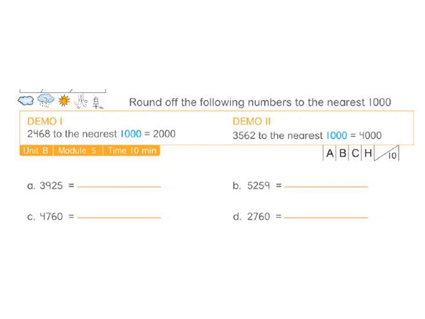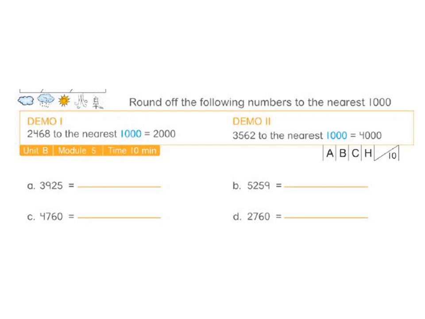Look at the demo number 1, 2468. The digit in the hundreds place is 4, which is less than 5, so it will be rounded off to the previous 1000, which is 2000. That means 2000 comes before 2468, so it will be rounded off to 2000.